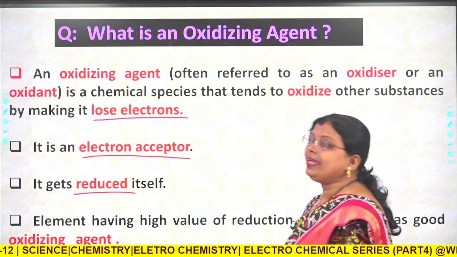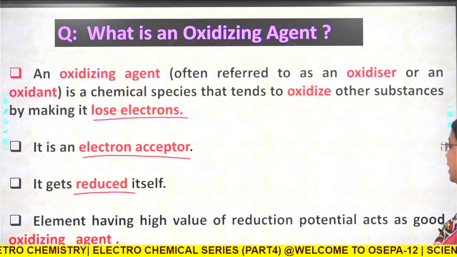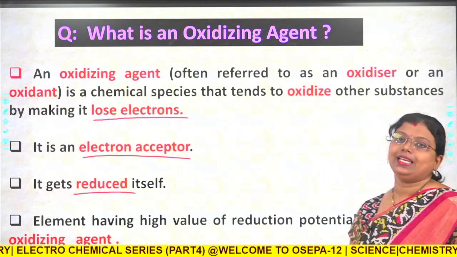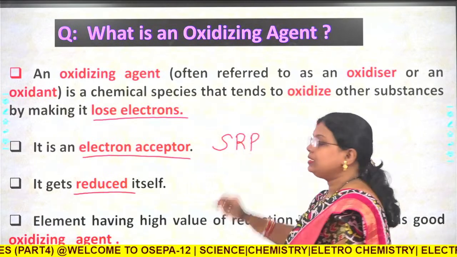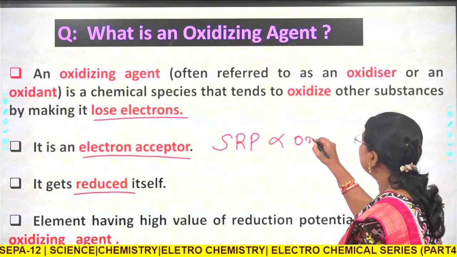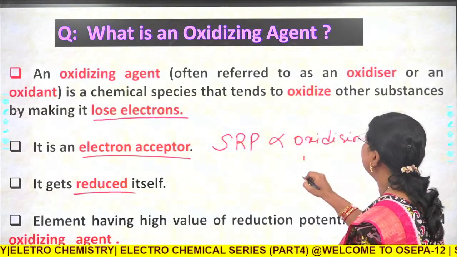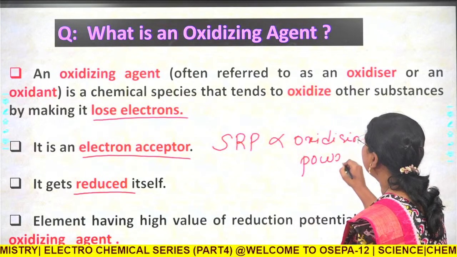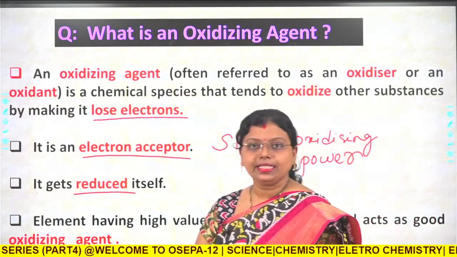So elements having a high value of standard reduction potential are good oxidizing agents. The elements whose SRP, the standard reduction potential, is high, those act as good oxidizing agents. So that means the standard reduction potential is directly proportional to the oxidizing power.